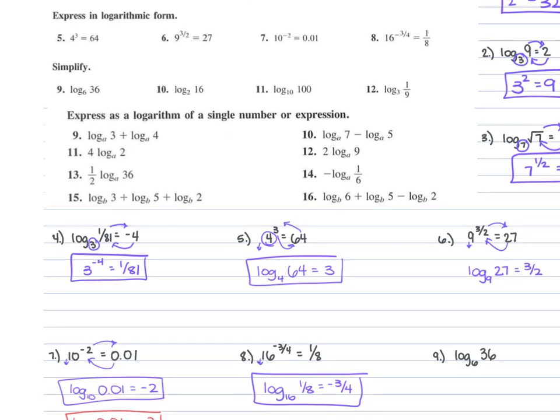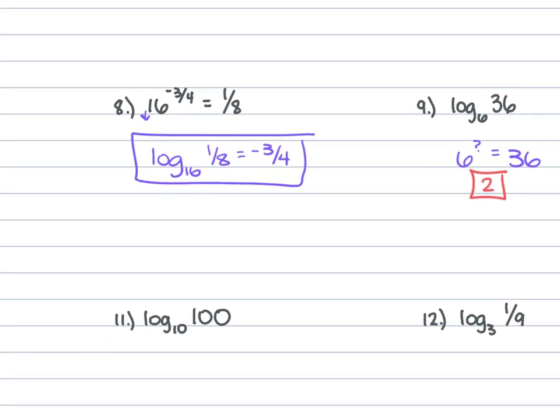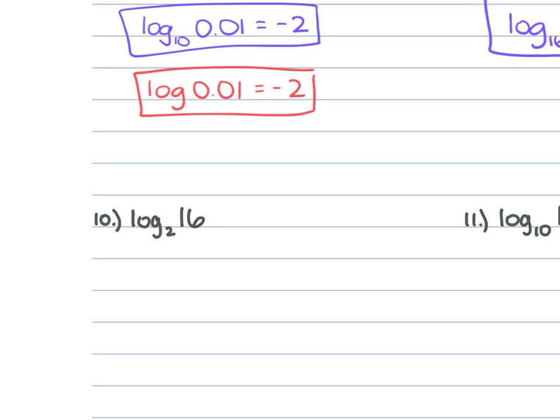For your next set, 9 through 12, it tells us to just simplify these. So for 9, it gives us log 6 of 36. So this is asking us 6 to what power is 36? That's just 2. So 2 is our solution for this one. For 10, we have log 2 of 16. So 2 to what power is 16?